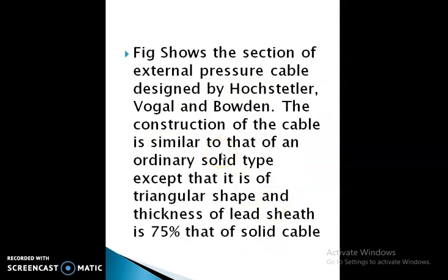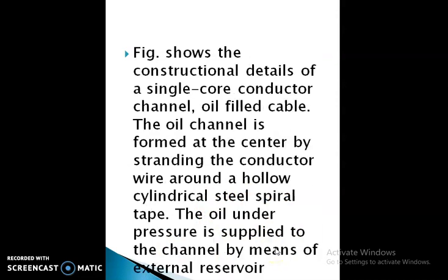Figure shows the section of external pressure cable designed by Hollister, Vogel and Bowden. The construction of the cable is similar to that of an ordinary solid type, except that it is of triangular shape and thickness of lead sheath is 75% that of solid cables.